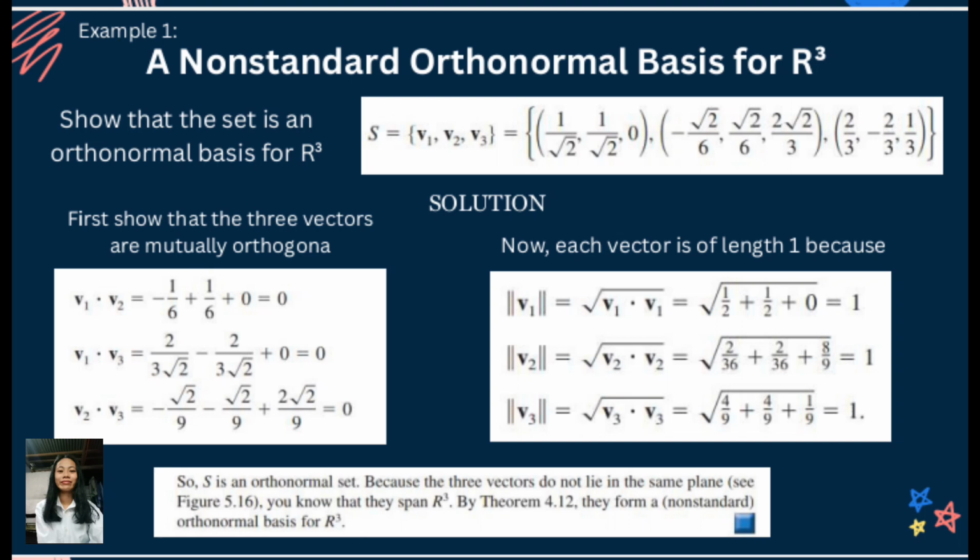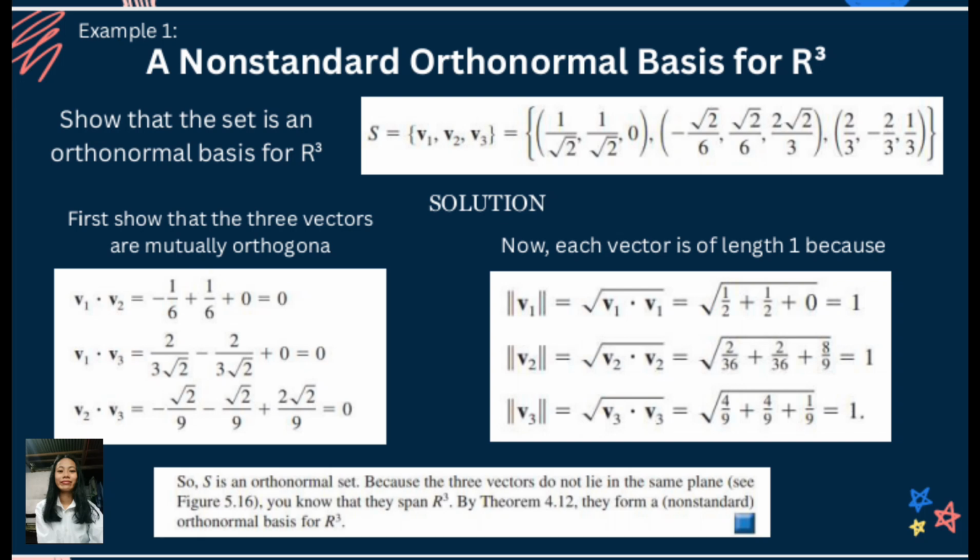B sub 1 times B sub 3 is equal to 1 over square root of 2 times 2 over 3 plus 1 over square root of 2 times negative 2 over 3 plus 0 times 1 over 3, which equals square root of 2 over 3 minus square root of 2 over 3 plus 0, which is equal to 0.